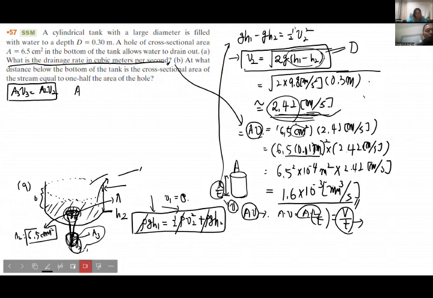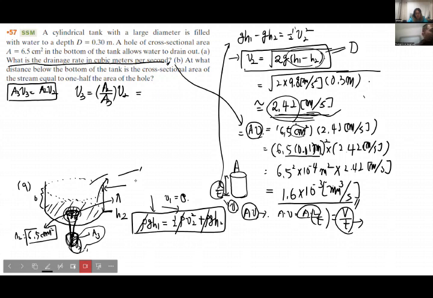So the A3 cross-sectional area should be expressed with A2, oh, actually, this is the velocity. Velocity V3 is A2 divided by A3 times V2, right? So it says, what did it say? The cross-sectional area of the stream below the bottom of the tank equals 1/2 the area of the hole.